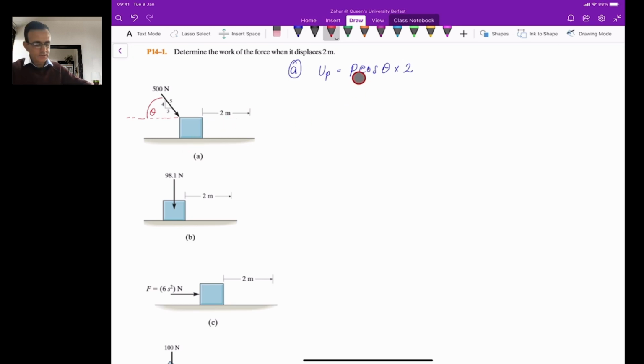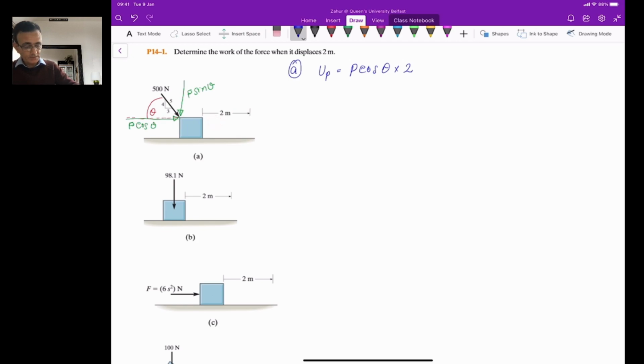This means that P cos theta is the force which is in the direction of the displacement, and you can split this force into two components. One is going to be this force, which is P cos theta, and one will be this force, which will be P sin theta. This force here, P cos theta, is in the direction of the displacement. So you will calculate the force in the direction of the displacement, and then you will multiply this with the displacement to calculate the work.